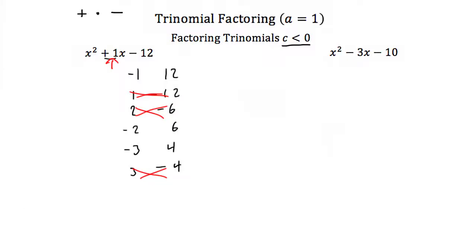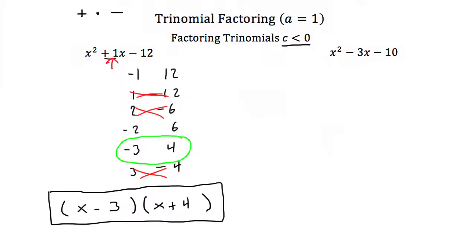So now that we've eliminated those, we need to figure out which one of them will add together to get us positive 1. And the answer is this 4 and negative 3. If I multiply negative 3 and 4, I'll get negative 12. And if I add negative 3 and 4, I get a positive 1. So my factors then are x minus 3 and x plus 4.